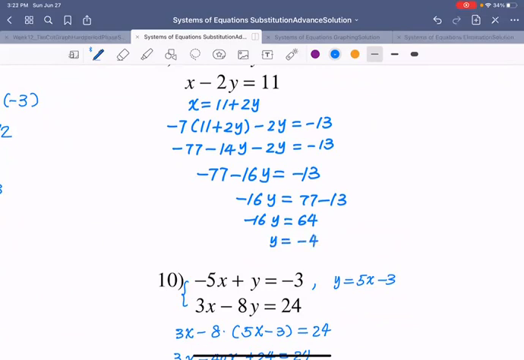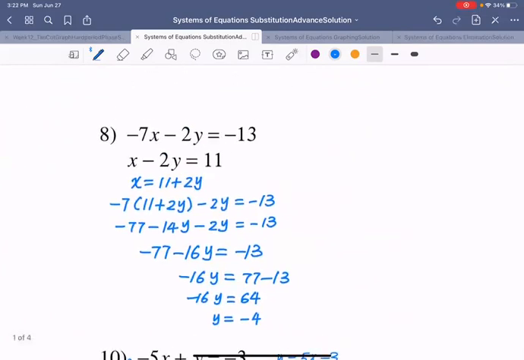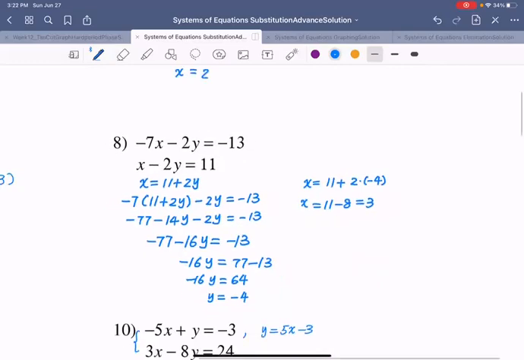Okay, very good. Let's go to get x. So it would be negative 7x, or the second equation. X equals 211 plus 8, or then equals? 3. Good. Okay, that's all.